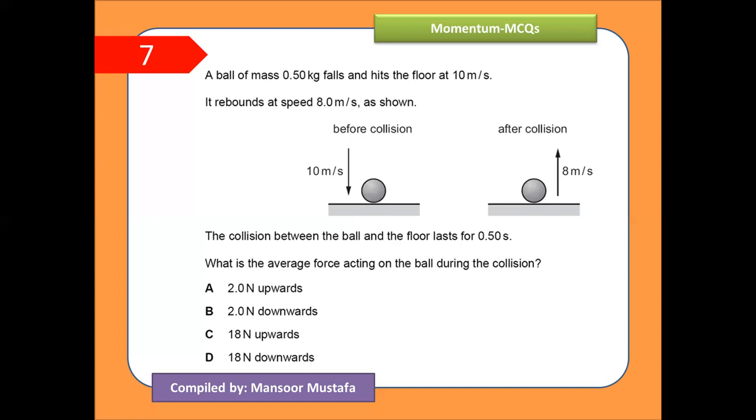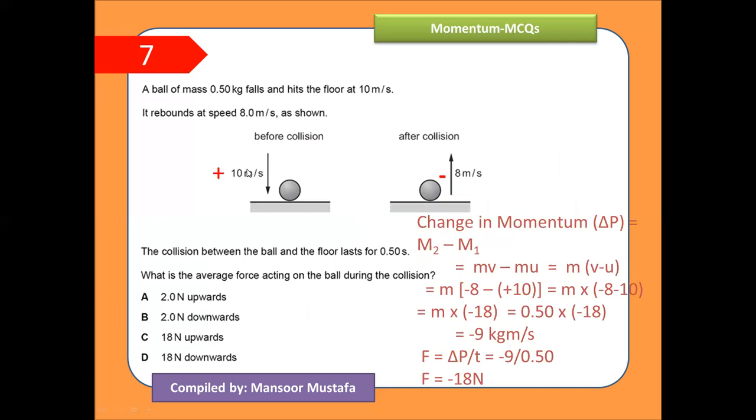So let's solve this question by taking 10 as positive. We take the downward direction as positive and upward as negative and solve this question. Now first of all, to calculate the force, we have to calculate the change in momentum, so that will become mass multiplied by final speed minus initial speed, same as we did in the previous question. So final speed in this case is minus 8 and initial speed is plus 10. So finally that will become minus 18. Okay, son, minus 8 and minus 10 will become minus 18.